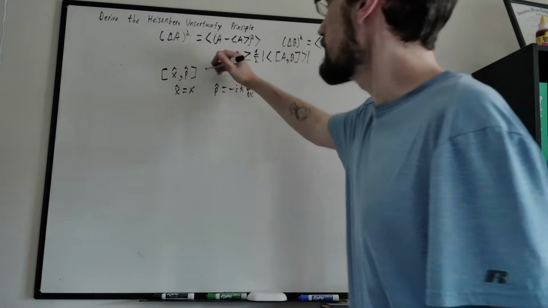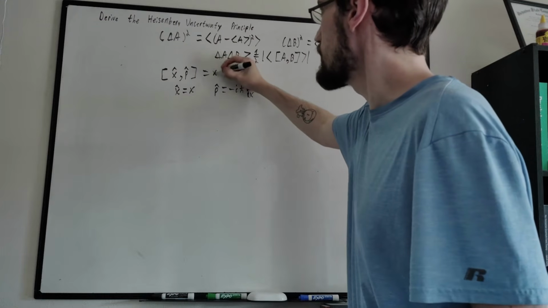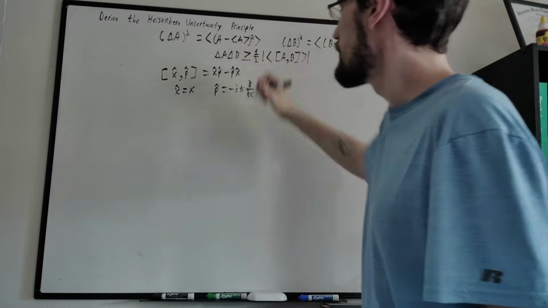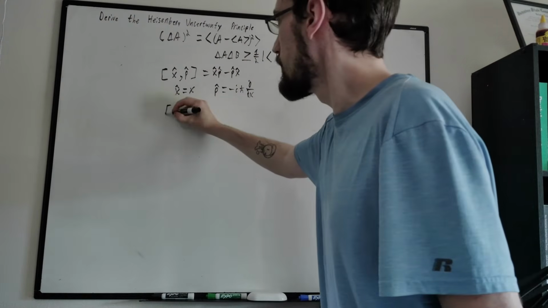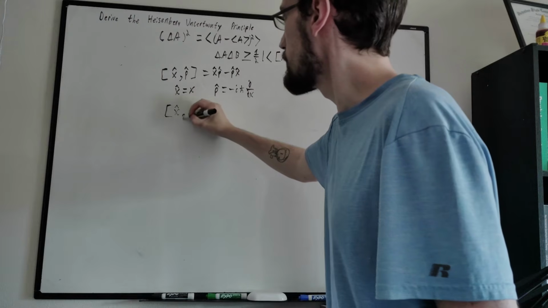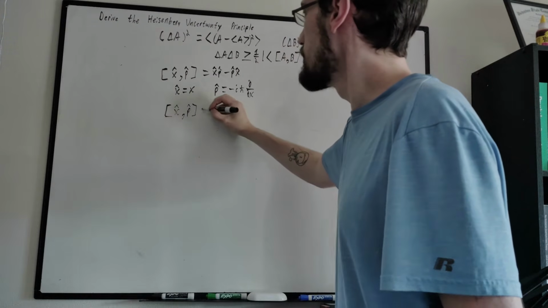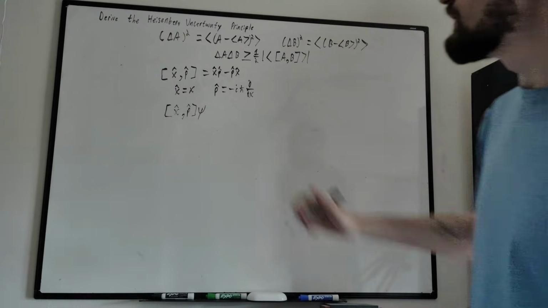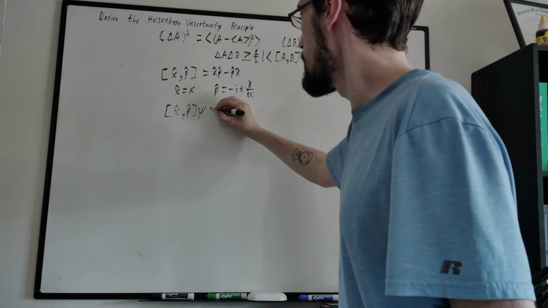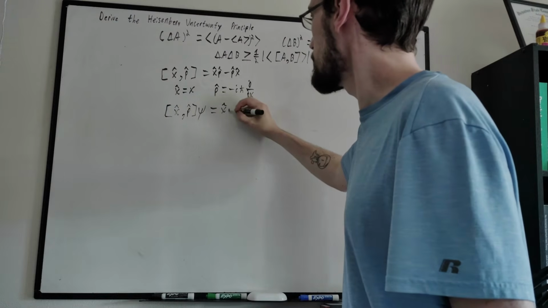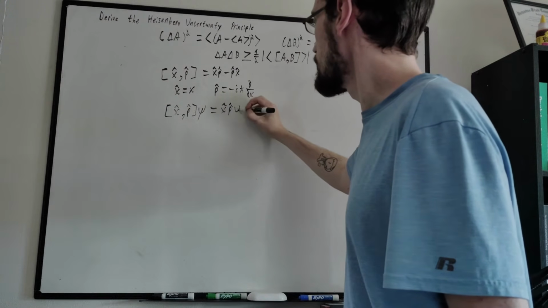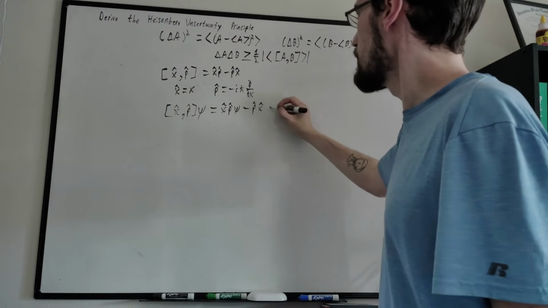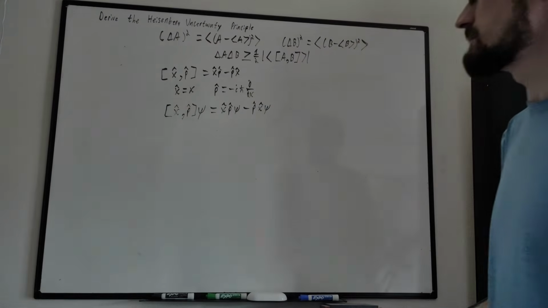So instead of just calculating this bracket here, which would be x hat p hat minus p hat x hat, instead what we want to do is use the bracket itself to act on something, namely a wave function, which we'll call psi here. And so this gives us x hat p hat acting on psi minus p hat x hat acting on psi.